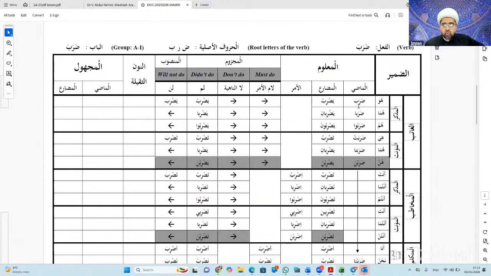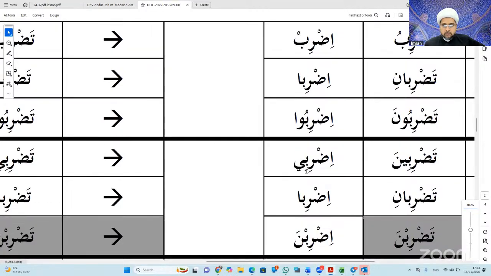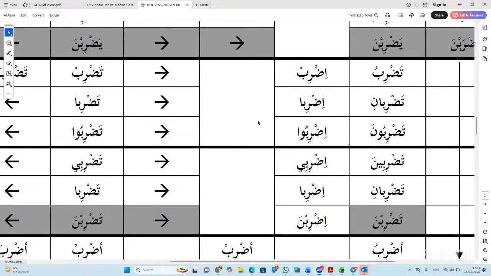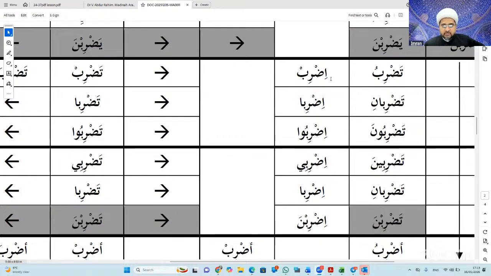Next one is dharaba yadribu. When we make the command for this, it is from tadribu. And why is it tadribu? Why can it not be udharib? What was the reason for us? Correct, that middle letter has a kasra. And the Hamzatul Wasl is given a Kasra.